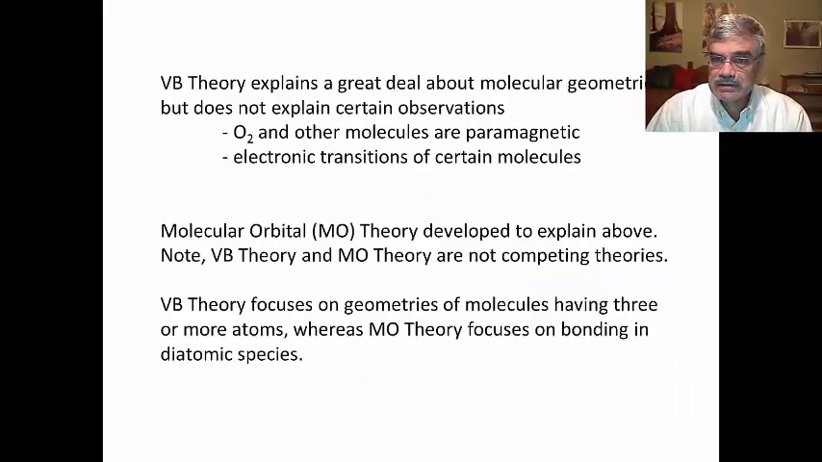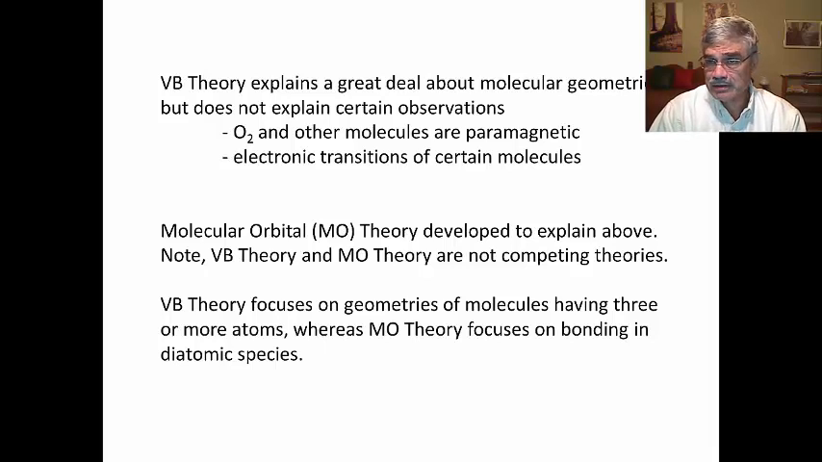Valence bond theory explains a great deal about the molecular geometries of molecules, but there are certain observations that are not explained by valence bond theory. It turns out that diatomic oxygen, the oxygen air we breathe, and certain other molecules are paramagnetic, and this is not explained by VB theory. Also, certain electronic transitions, absorption of photons going from one energy level to another, are not easily explained by valence bond theory. So another theory was developed called molecular orbital, or MO theory.